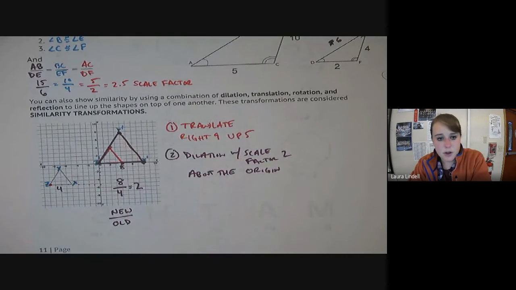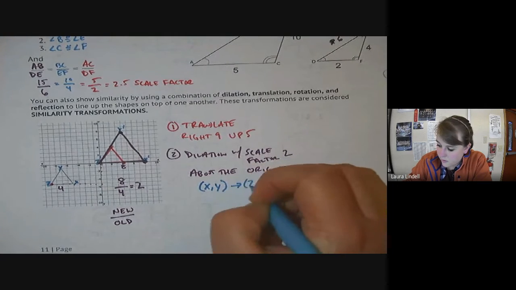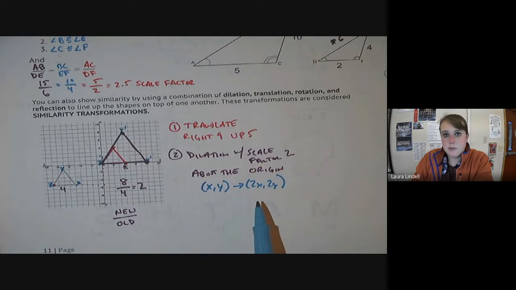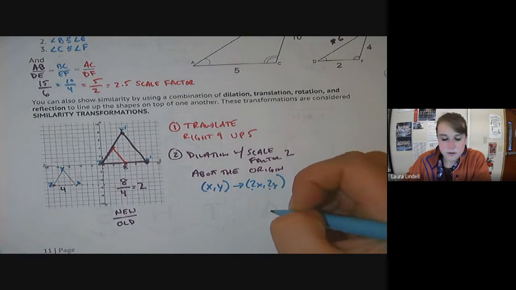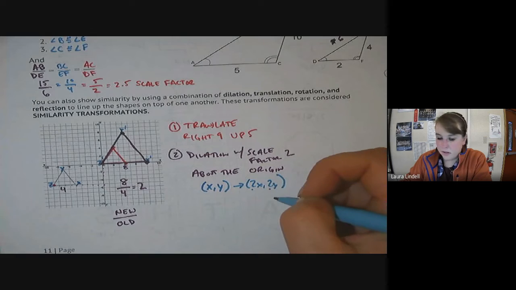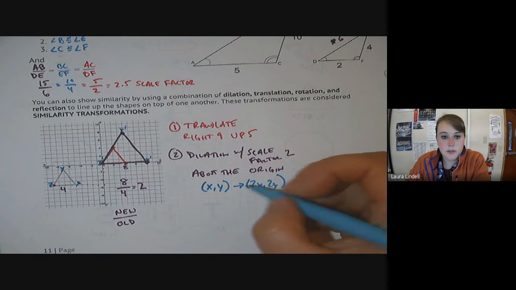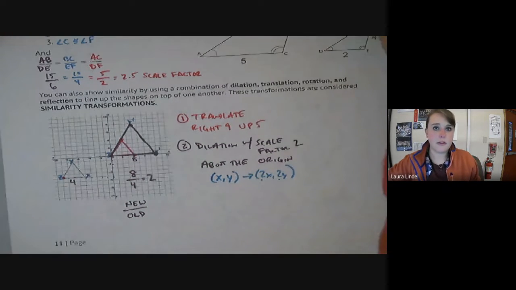One more thing I might note on this one is that sometimes you'll start seeing your directions for dilation written like this. And this just means dilate with a scale factor of 2 about the origin. So our scale factor is going to be right here. And since it doesn't specify a different center of dilation, it's going to be centered at the origin. So this is going to be something we want to be able to recognize from here on out. Okay. So let's go ahead and turn the page and look at another one of these.